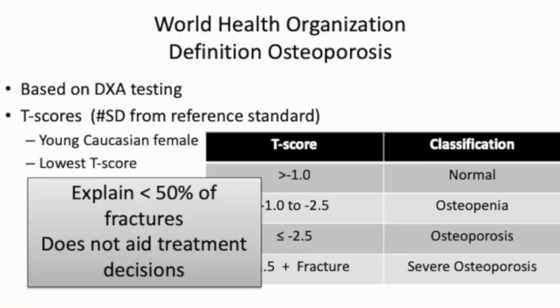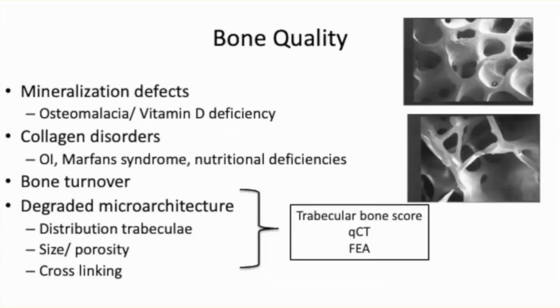The problem with this is more than half of the patients who sustain fragility fractures do not have osteoporosis using this criteria. And also, it doesn't really tell us who needs treatment.